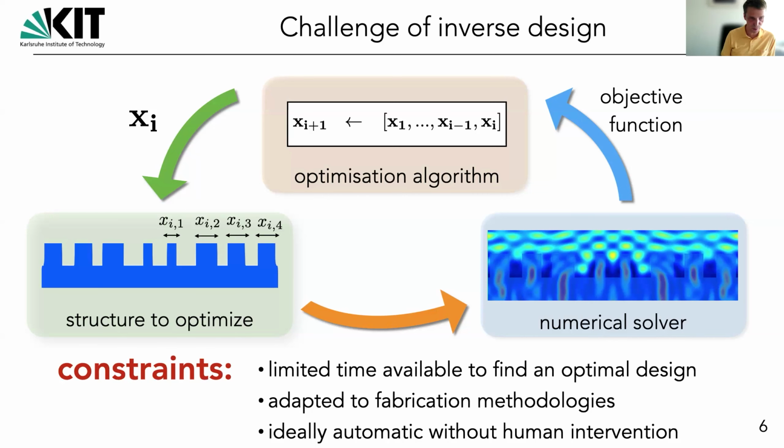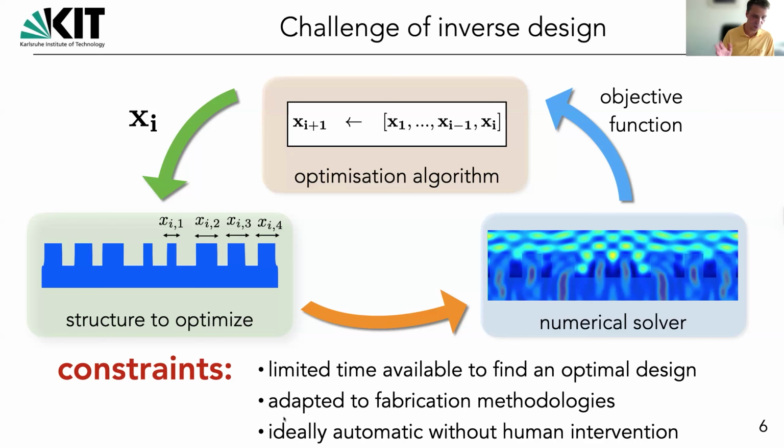This was already discussed before. I think we have a few constraints here. First of all, we have only limited time available to find an optimal design, and also limited resources when it comes to computational power. So we would like to have a parameterization that is adapted to a certain fabrication methodology, so that we do not optimize a sample, then go to our experimental colleagues and ask them to fabricate these samples, and they have no idea how to do this. So ideally, this optimization should take place within the parameters that characterize the fabrication process.